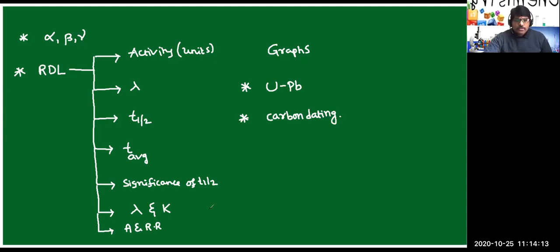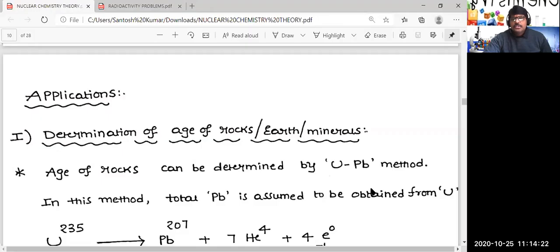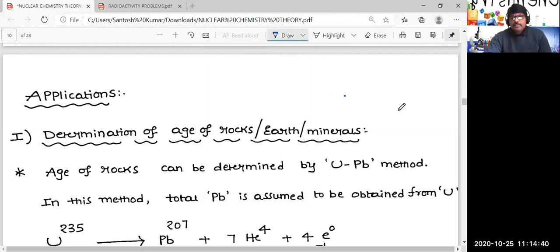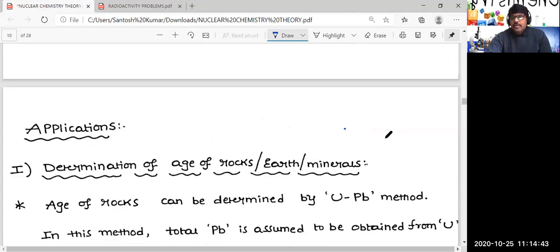So without any delay, let us continue radioactive disintegration with applications. Here, the first application of radioactive disintegration is determination of age of rocks, or determination of age of minerals. And also one or two model questions we'll discuss: what is the data provided and how to use the data to solve the questions.